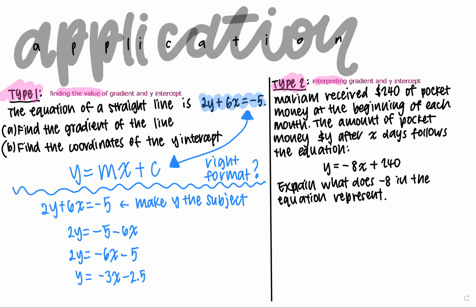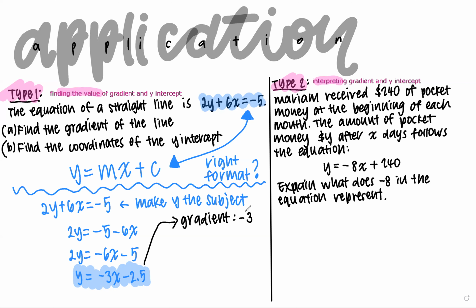Now is it in the right format? Yes. So now it's in the right format. I can interpret it already. So now from here, I can find the gradient. What is the gradient from here? The gradient is negative 3. So I know that the gradient is negative 3.